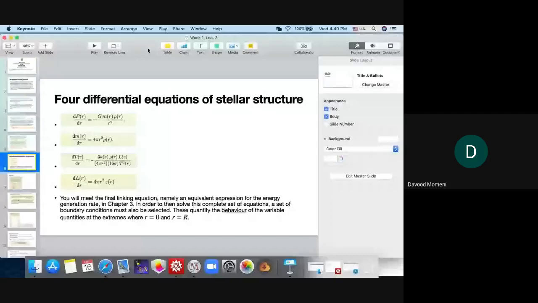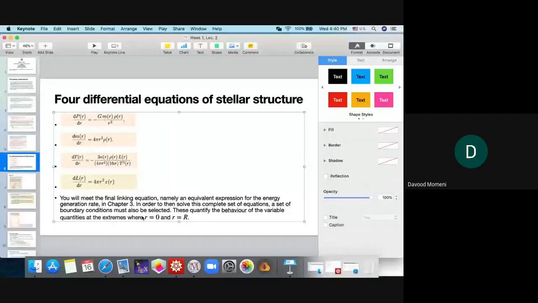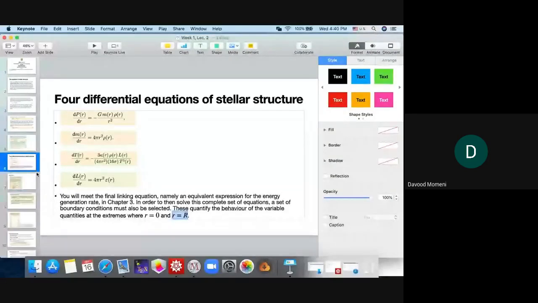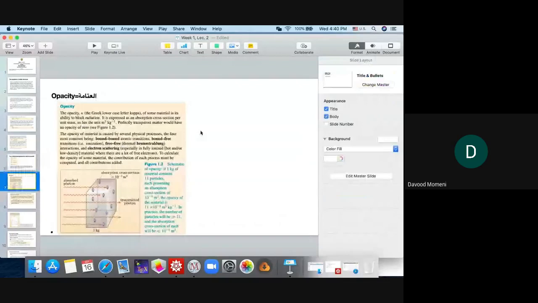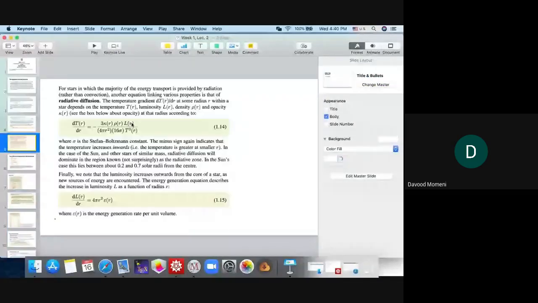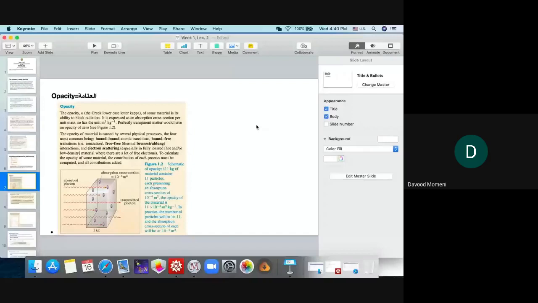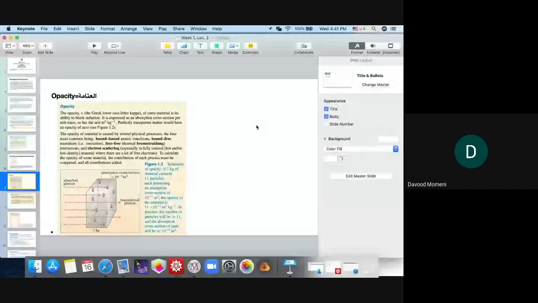You have a center of the star, this is R0, the center, and you have R equal to R, this is the surface. There is a kappa in the equation, and I promise you that kappa is the color opacity. The Greek lowercase is shown by kappa, and it is the ability to block radiation. So it's complicated to make the model of that. You know the particles are emitted, they hit some plates, and some of them will be captured or absorbed by the surface, and some of them will be reflected.